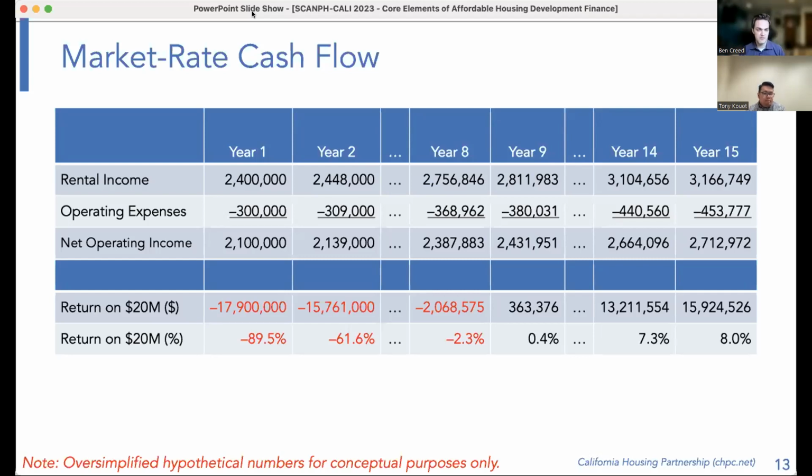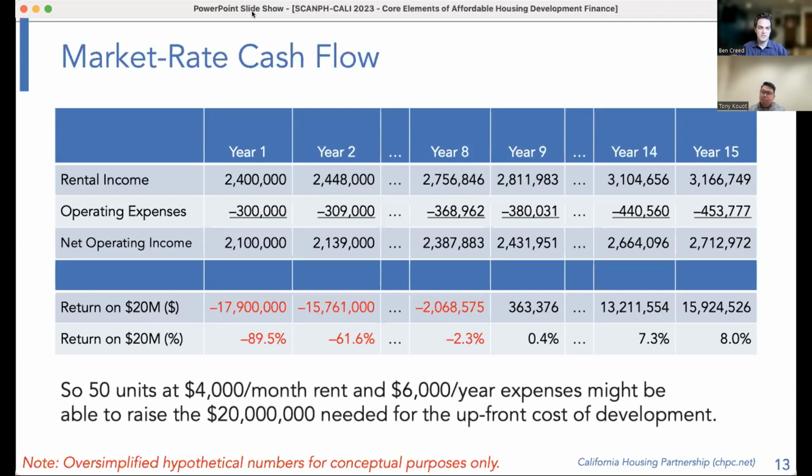If a lender hypothetically were to put up the $20 million and collect every single dollar of this NOI, this net operating income, by the 15th year, they would have gotten 8% interest on that $20 million loan. And if an investor had put up the entire 20 million, it would be an 8% return on their investment. An investor and a lender, again, have very different risk profiles and they have different benefits that they would get from lending versus investing in the project.